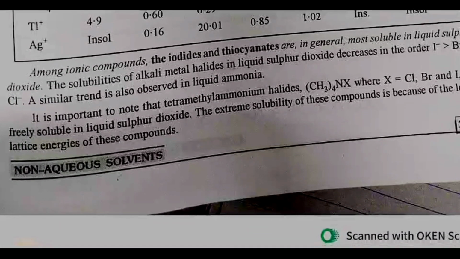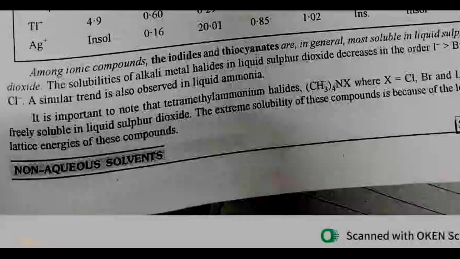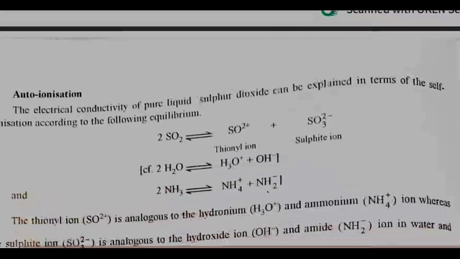Among ionic compounds, the iodides and thiocyanates are in general most soluble in liquid sulfur dioxide. The solubilities of alkali metal halides in sulfur dioxide decrease in the order I⁻ > Br⁻ > Cl⁻. A similar trend is also observed in liquid ammonia. It is important to note that the tetramethylammonium halides, Me4NX where X is Cl, Br, and I, are freely soluble in liquid sulfur dioxide. The extreme solubility of these compounds is because of their lower lattice energies.